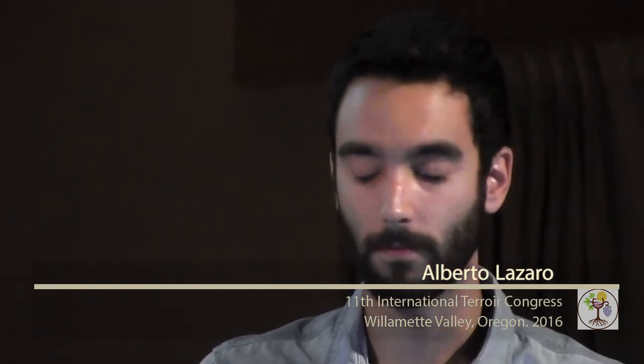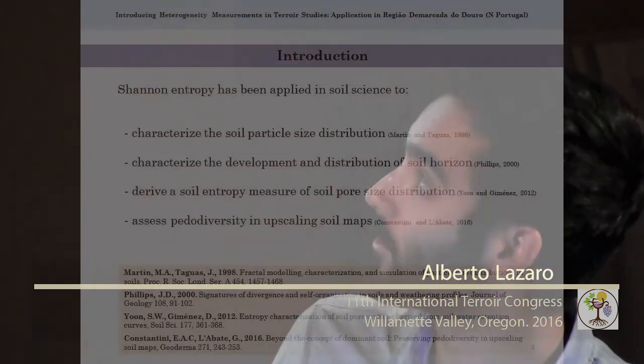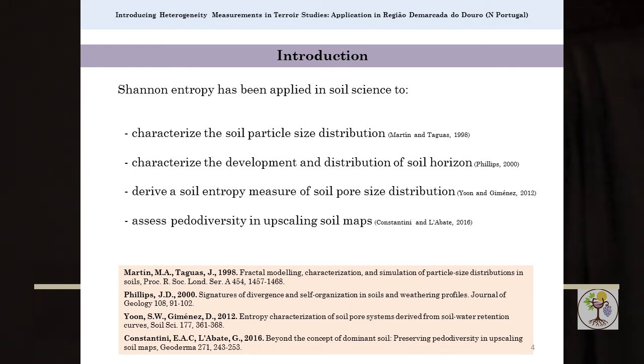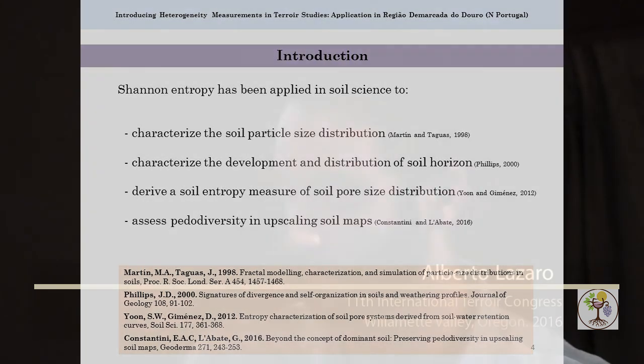So this simple formula has been applied in soil science in many cases. For example, to characterize the soil particle size distribution, to characterize the development and distribution of soil horizons, to derive a soil entropy measure of soil pore size distribution, and to assess pedodiversity in upscaling soil maps. So how does it work?